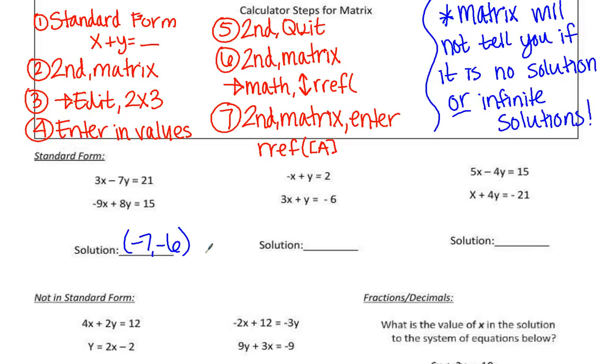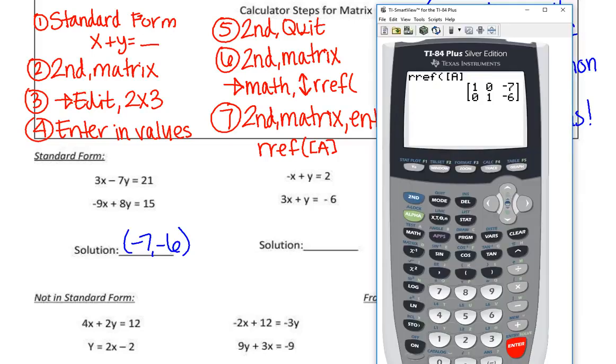Okay, let's do that again. So calculator, I'm just going to hit clear. I'm going to follow the steps again. So second matrix. I'm going to go over to edit. And when you do that, you're going to notice it's still a 2 by 3 and it has the values in from last time. So you don't have to hit 2 by 3 again. I'm just going to hit right to go away from that.